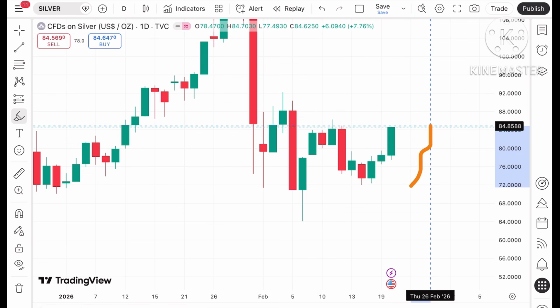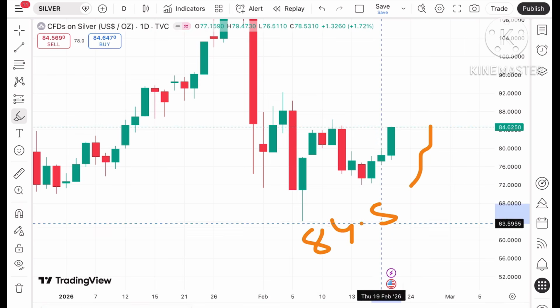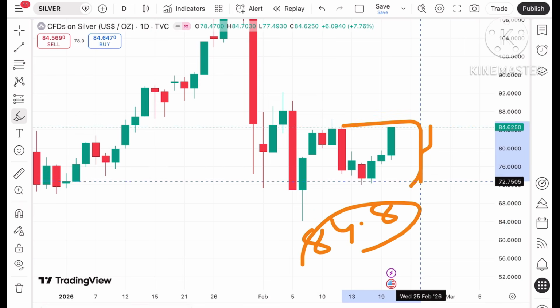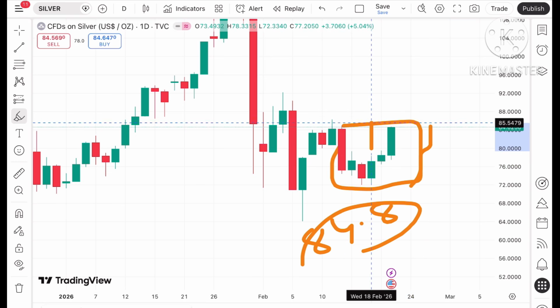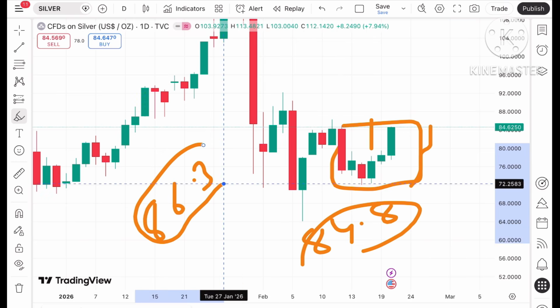If you look at this particular chart, suppose the price sustains above this level, it can move towards a level of $84.8. Then we can see it will move out of this zone, and after that we can see it will move towards a level of $86.3. Okay, this is a half the zone.